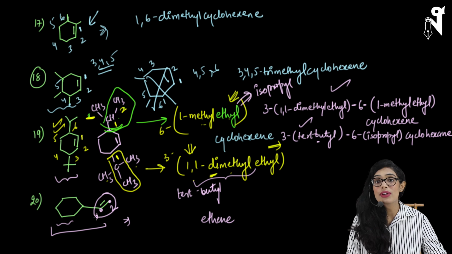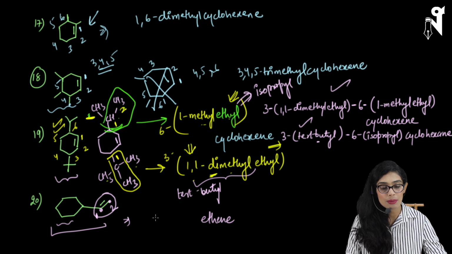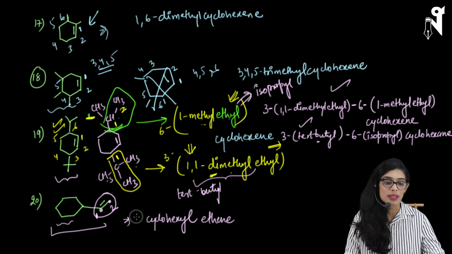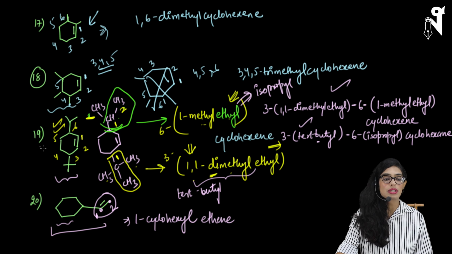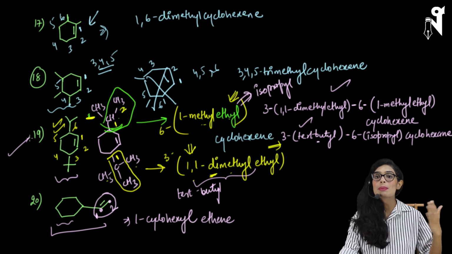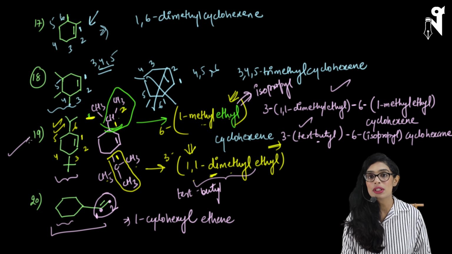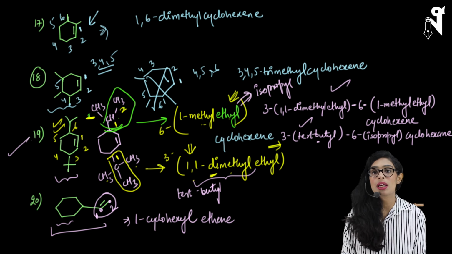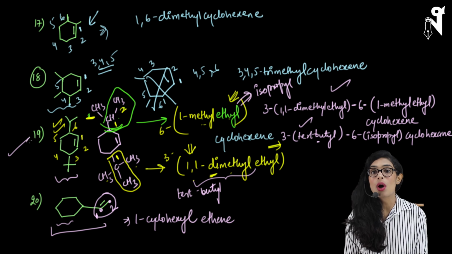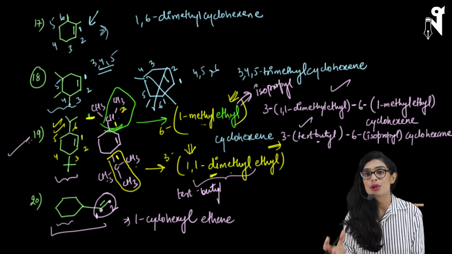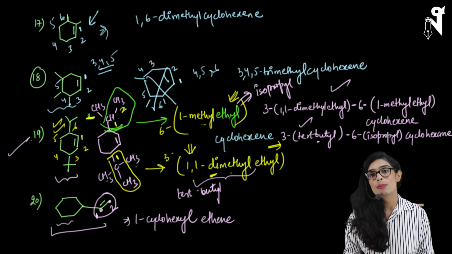On position 1, we have cyclohexyl present. So the name will be cyclohexyl ethene or 1-cyclohexyl ethene. You can name it either way, right? I hope you have understood. So basically there was an important question, that was the 19th question. It was a little important in terms of multiple applications of multiple concepts we have learned. One is complex substituent naming, and another is using the common names like isopropyl and tert-butyl and all that. So this is a very important example.